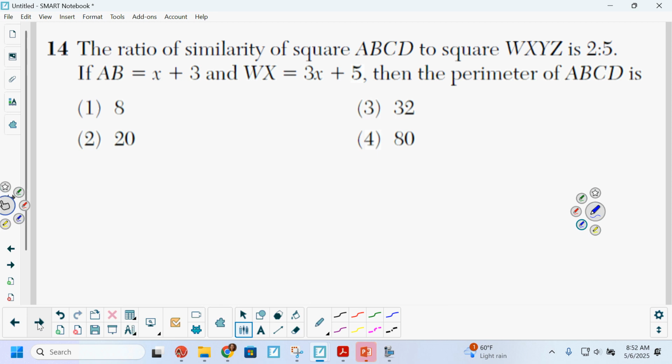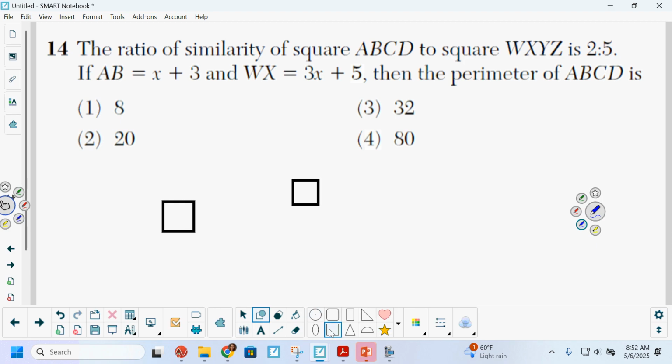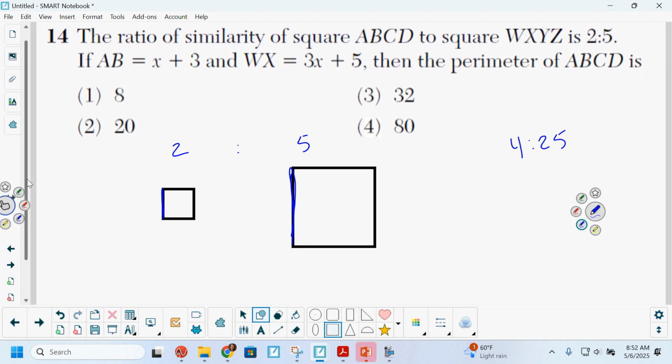Okay, so remember, let's draw a square. When you're talking about the similarity ratio, the ratio of the side lengths in this situation is 2 to 5, and so is the perimeter. The area is the one that's squared. So if they're talking about the area, the ratio of the areas, it would be 4 to 25, because you'd have to square them. But this is just talking about the perimeter and the side length, so it's going to stay 2 to 5.